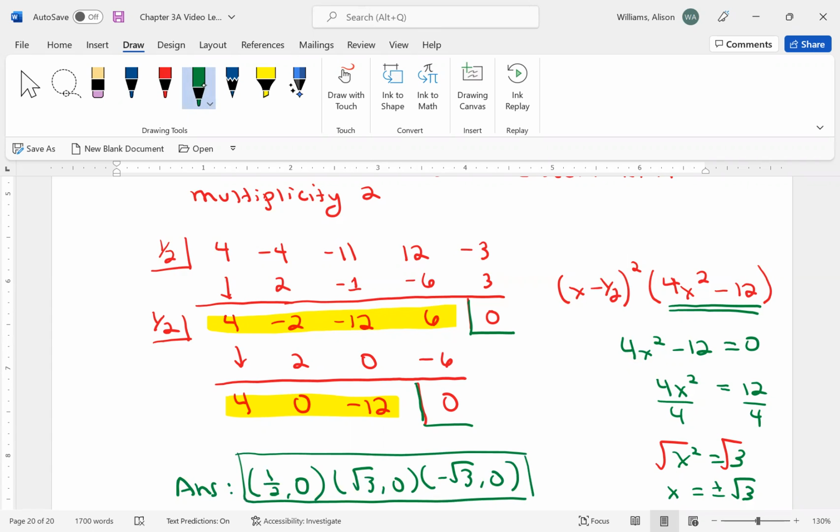And that's an application that you're going to see in the future of synthetic division. But it gave us a chance to practice synthetic division one more time and with a fraction.